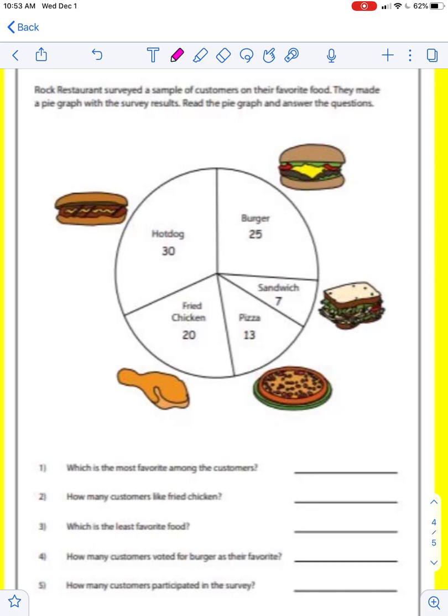So now that you've paused that, we are going to look at these questions versus the pie graph. So it says, what is the most favorite item among the customers? So we're going to look for the biggest piece of that pie graph, which is going to be a hot dog right there. Okay, how many customers like the fried chicken? We can see right there that it says 20. The least favorite food, or the smallest piece of that pie graph, is the sandwich.